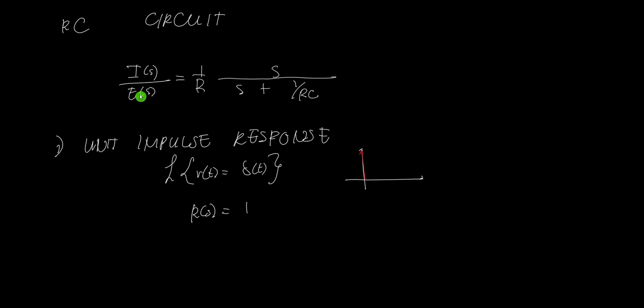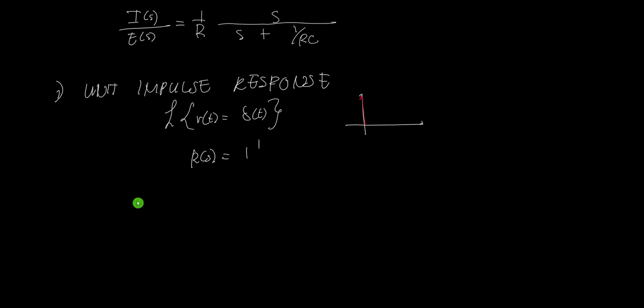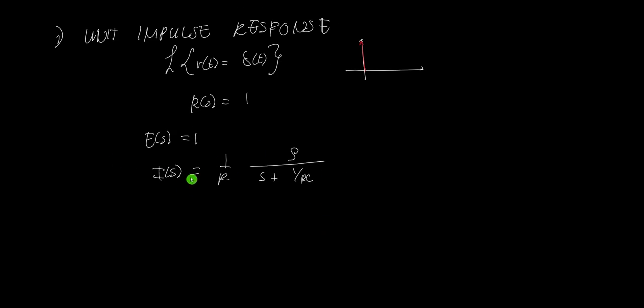Now, we will apply this to our input here. Remember, our input here is E. So if our E is equal to 1, what happens? We can solve now. For the RC circuit, our E of s is equal to 1, because this is a unit impulse response. So we have I of s equals 1 over R times s all over s plus 1 over RC. This is now the current because we have the input 1. You divide this by 1 and it's still the same.